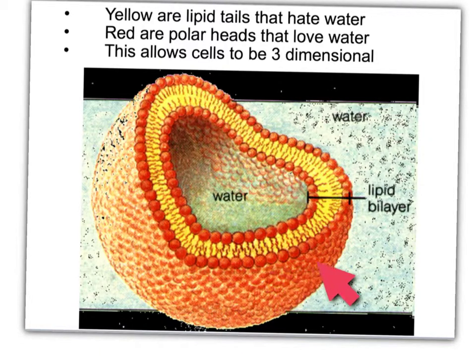So outside the cell here we have a lot of water. Then the lipid piece that hates water, they bunch up in the middle, and then we have this other layer on the inside of the cell that loves water. And that allows the cells to be 3-dimensional. Now, using all the information that you were just given about cell membranes, I want you to think about what would happen if we pushed a small needle into a cell membrane.